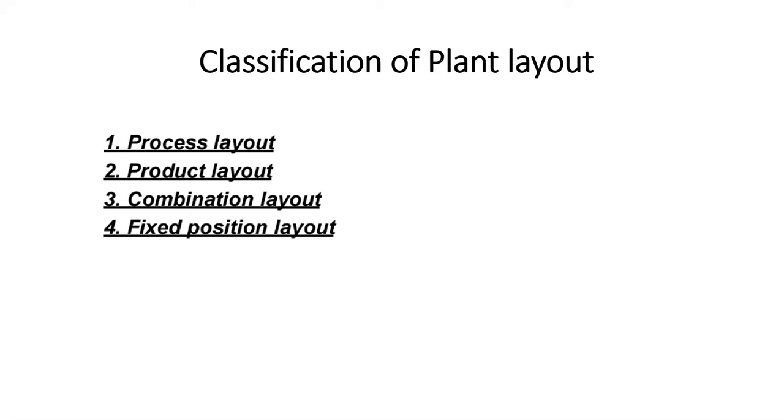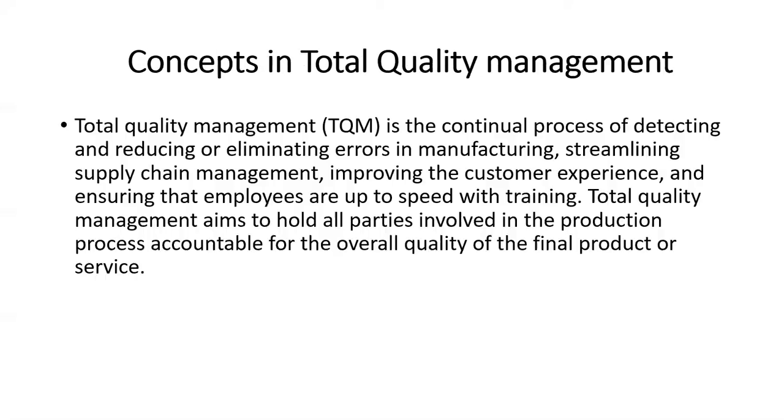Then combination layout. This layout is a combination of both the products and processes. And fixed position layout. Here certain things will be there which will not be movable once they are fixed. So this is covered under the fixed position layout.